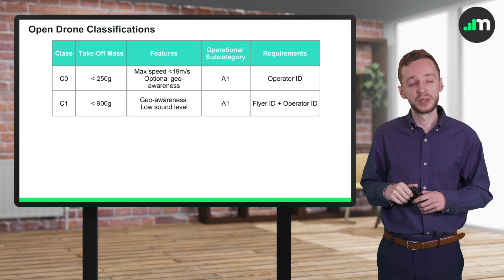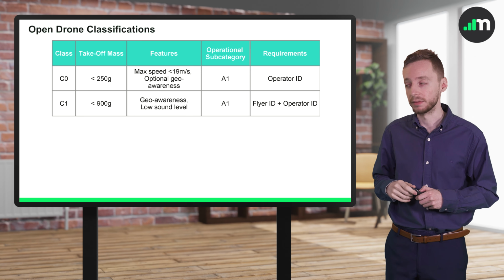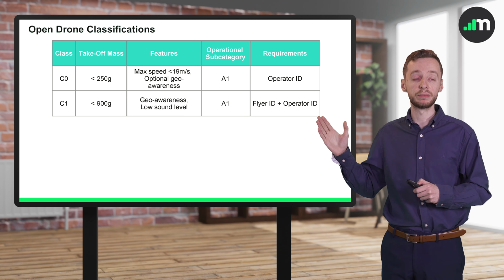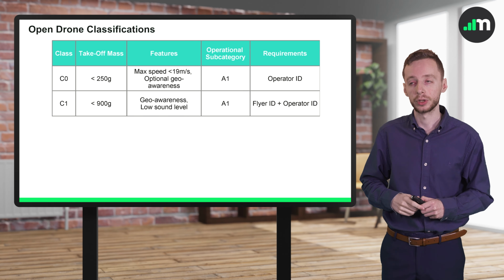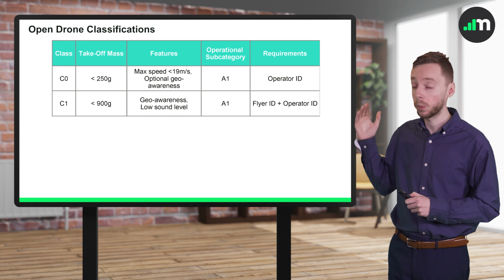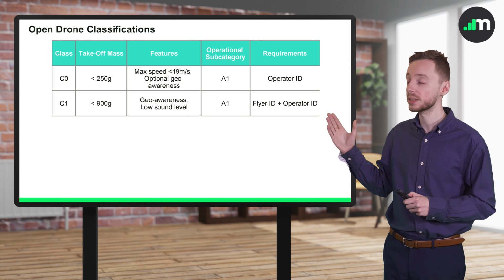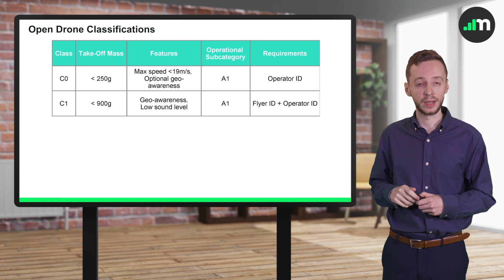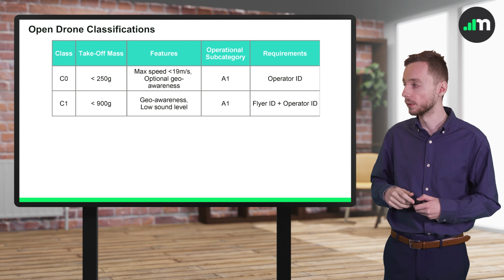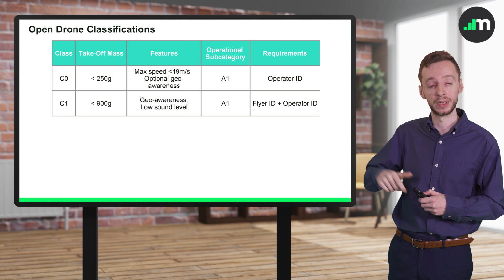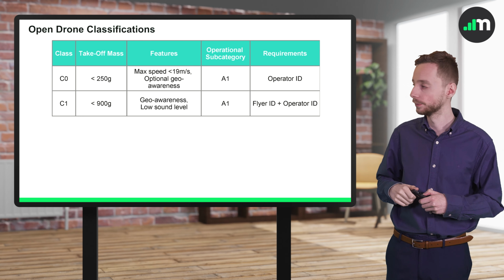Now, moving on to the C1 class of UAVs or drones, we can see that the takeoff mass is less than 900 grams. We can see that they are required to have some form of geo awareness, and they can also support low sound level, and that's to reduce noise pollution. These also reside within that A1 category as well.